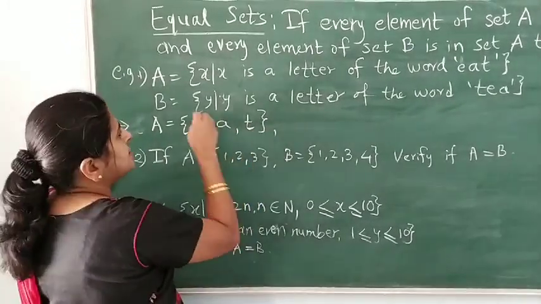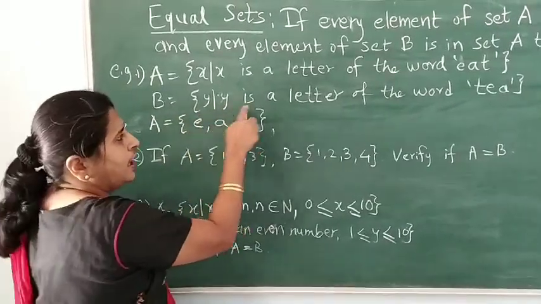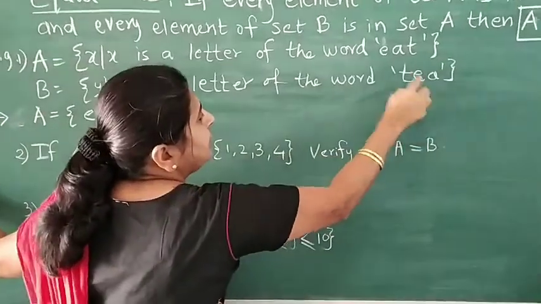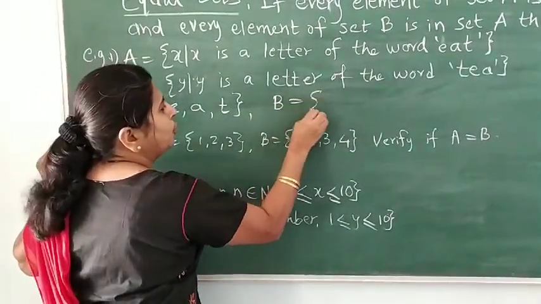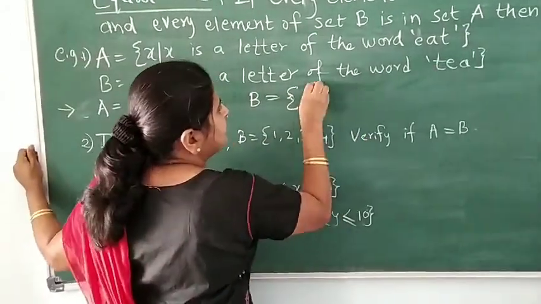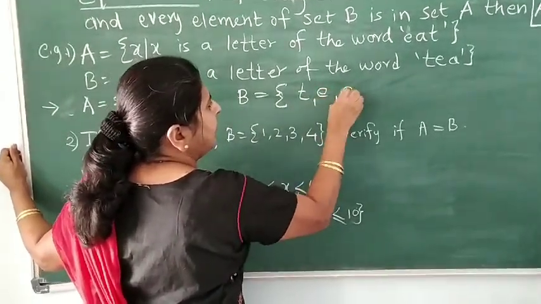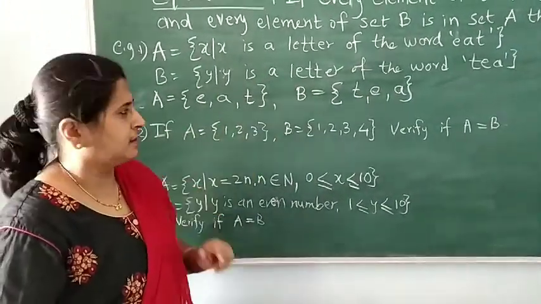And now what's set B? Set B is a set of all y such that y is a letter of the word TEA. So B is equal to, what are the elements here? First letter is T and then E and then A. So both the sets are having three letters.